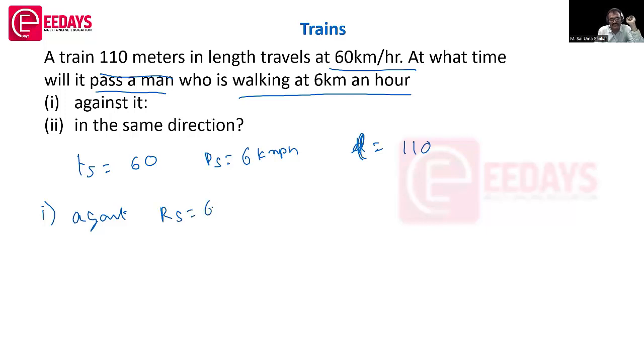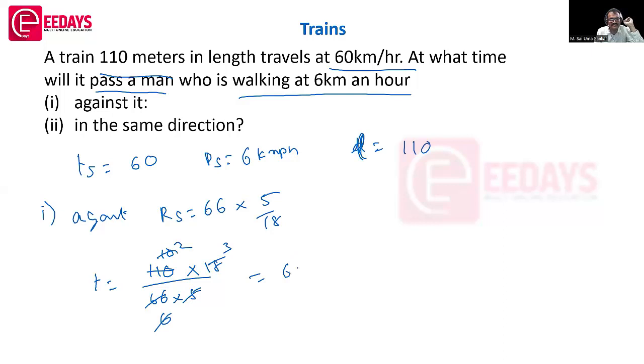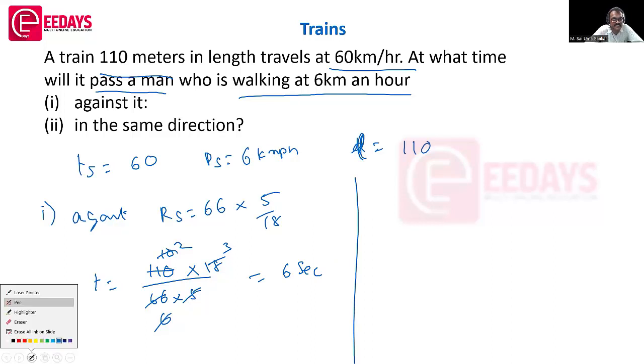Sum of the speed, that is equal to 66 kilometers per hour. Now convert this one into meters per second into 5 by 18. Now what is the time? Time is equal to 110 by 66 into 5 into 18. This is 6 times, this is 10 times, this is 2 times, and this is 3 times. So what is the answer? Answer is 6 seconds, if both are moving in the opposite direction.